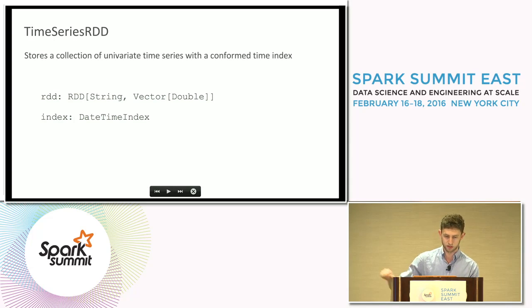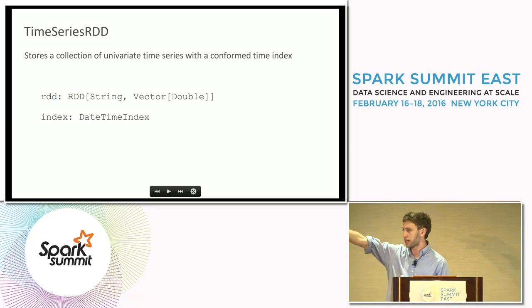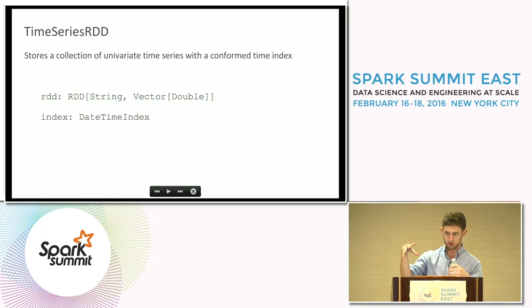This gives rise to the central abstraction of the Spark time series library, which is the time series RDD. A time series RDD extends RDD of string and vector of double. So the string is this generic time series key, some sort of variable identifier, and the vector of double is just a sequence of observations over time. Then we have this date-time index that ties indices in this array to absolute moments in time.